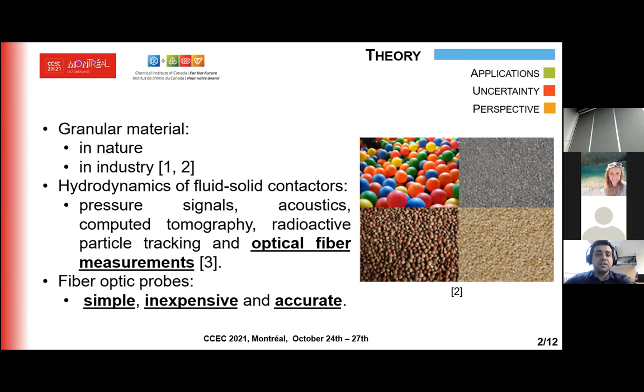Several works in the literature compared the measurement accuracy of fiber optic probes with X-ray tomography, RPT, and positron emission particle tracking for bubble diameter, rise velocity, and particle velocity. This research confirmed the high accuracy of fiber optic probes, for example, less than 10% discrepancy in holdup measurements compared to CT was reported in one study.